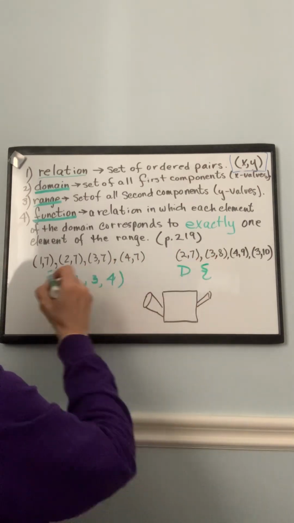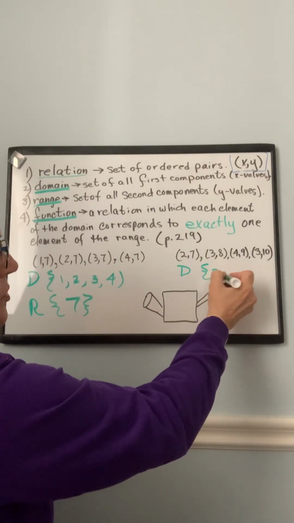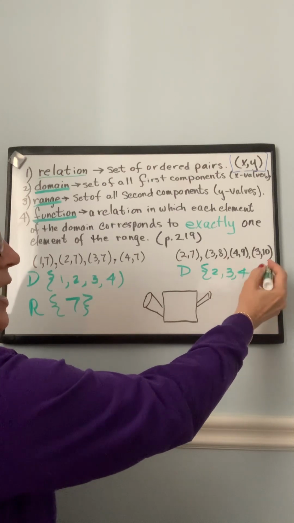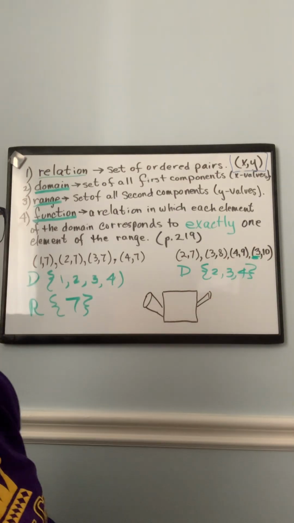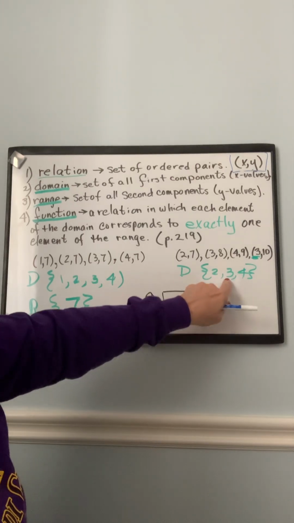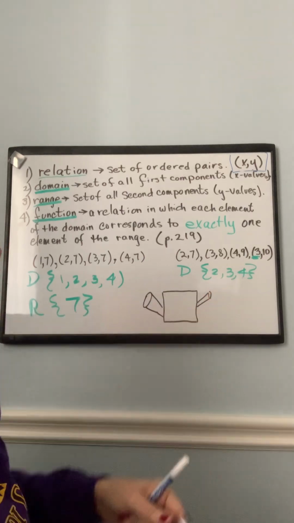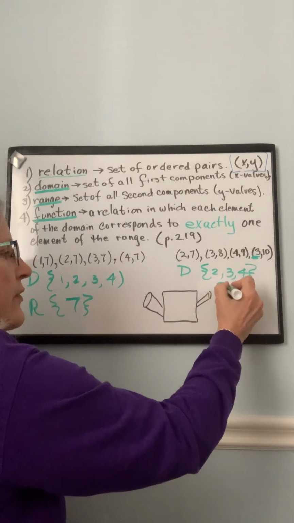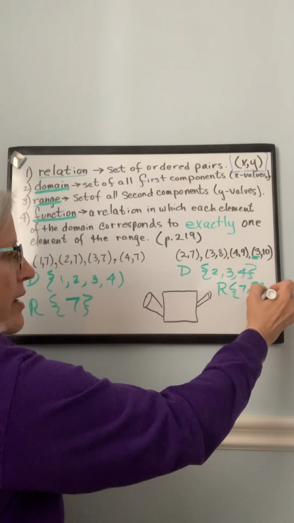Okay? Now on this next example, if we were to list our elements of the domain, and I'll just put a D for domain and R for range, we have 2, 3, 4, and then we have another 3 here, but we do not need to list it again because we already said that 3 is an element of the domain, so there's no reason for us to list it again. Now the elements of the range are 7, 8, 9, and 10.